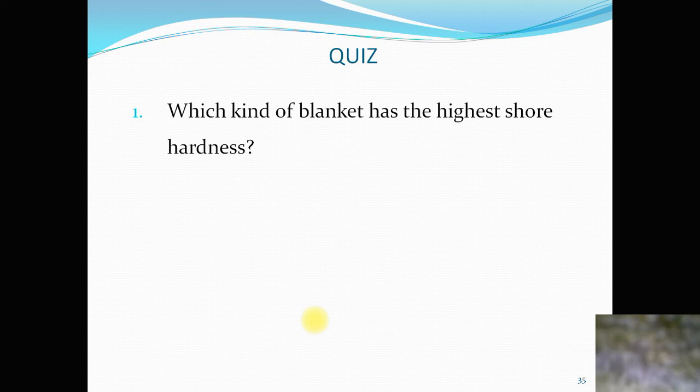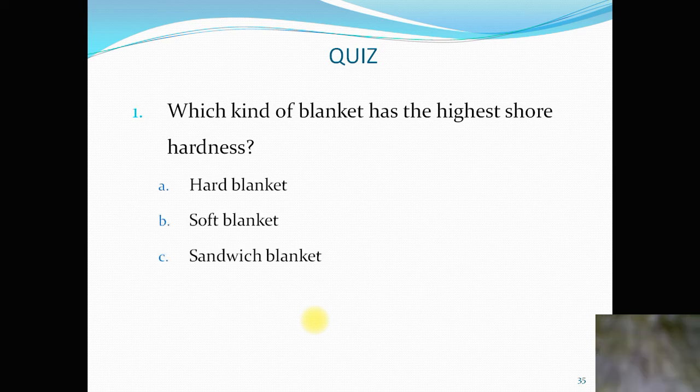Which kind of blanket has the highest shore hardness? Everybody can tell, I think. The first one, hard blanket, isn't it? Hard blanket has the highest shore hardness. What is the highest shore hardness of this hard blanket? That is 80 to 85 degrees. What is the lowest shore hardness? That is a soft blanket, 60 to 70. So the blanket with the highest shore hardness is the hard blanket.